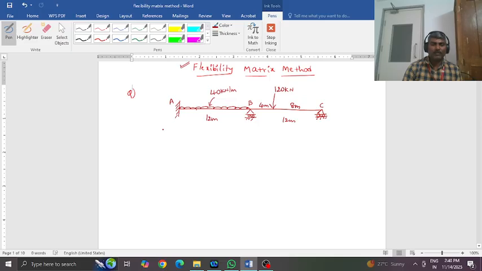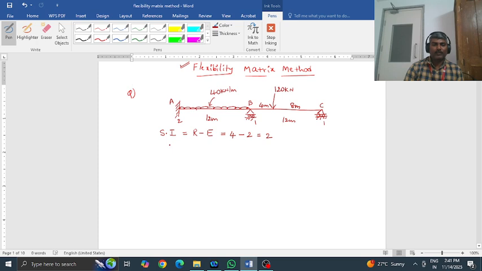First, let us identify the static indeterminacy of this problem. To find it, total number of reactions minus total number of equilibrium equations. The support reactions here are 2, neglecting the horizontal reaction, 1 here and 1 here. So there are a total of 4 reactions, and neglecting the horizontal equilibrium equation, you have 2 equilibrium equations. So the static indeterminacy of this given continuous beam is 2.